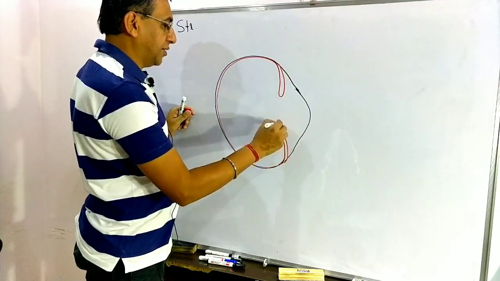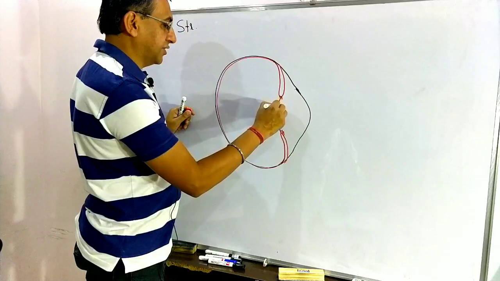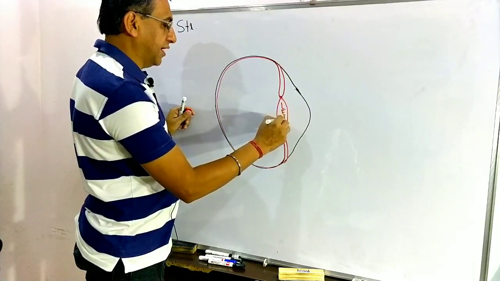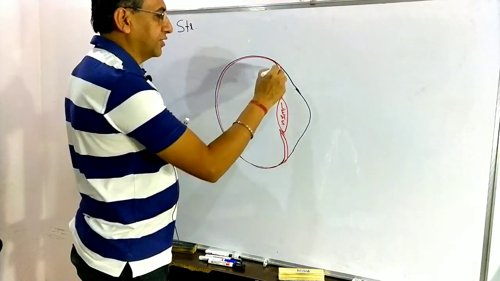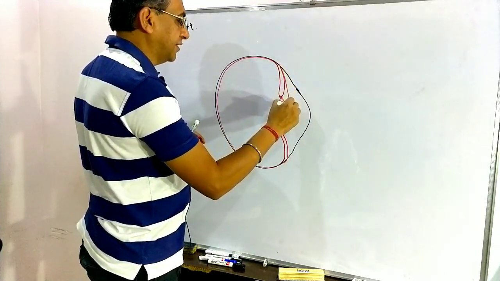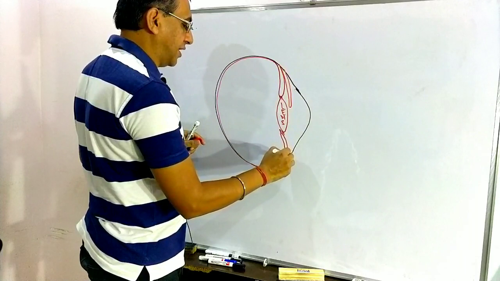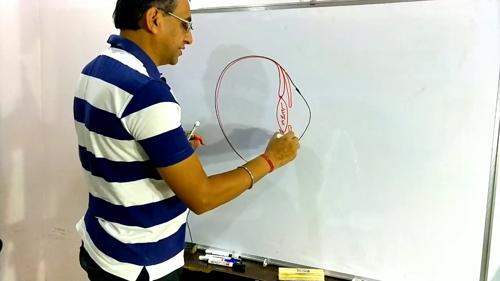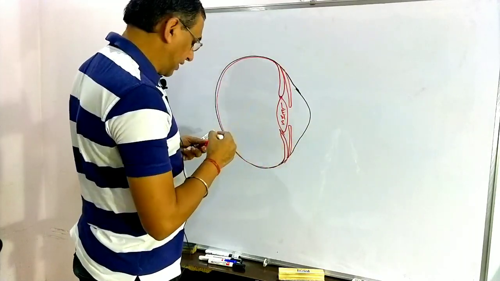So I told that today we will discuss the ciliary body, and the structure that hangs, that is known as the lens here. On the anterior side there is another structure, that is known as the iris here. So we have discussed these structures in the diagram yesterday.